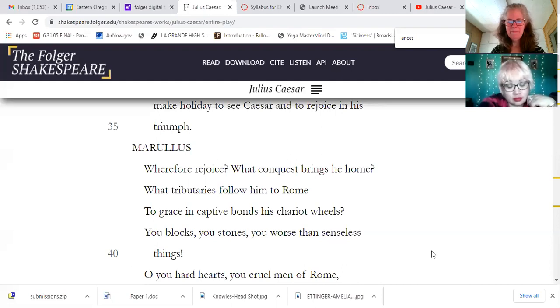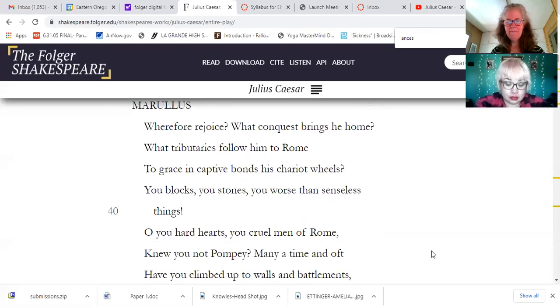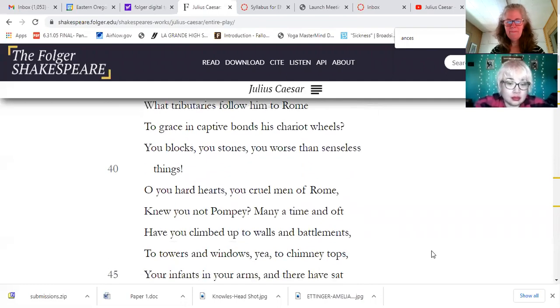Wherefore rejoice? What conquest brings he home? What tributaries follow him to Rome? To grace in captive bonds his chariot wheels. You blocks, you stones, you worse than senseless things. Oh, you hard hearts, you cruel men of Rome.